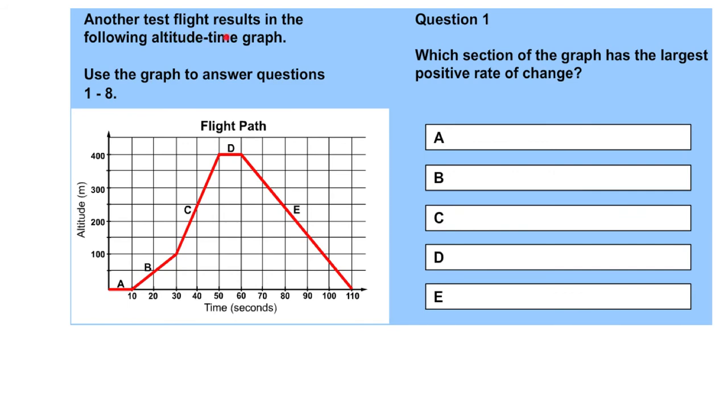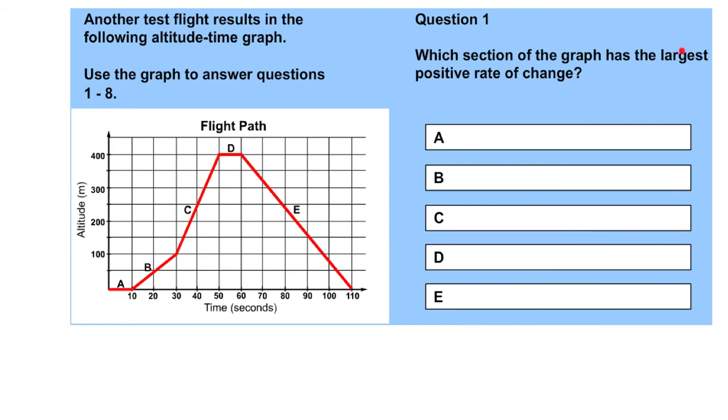So here we have another test flight, altitude, time in seconds. Okay, so we're just using that graph to answer the question, which section has the largest positive rate of change? Is it section A, B, C, D, or E? Well, we know section A and section D have a zero rate of change. Section E is negative, so it's really between B and C. They are the only sections that have a positive rate of change.